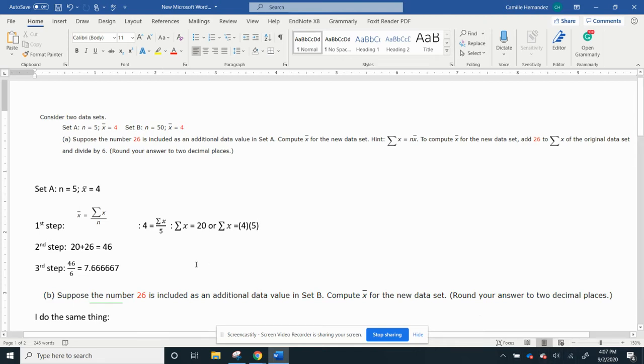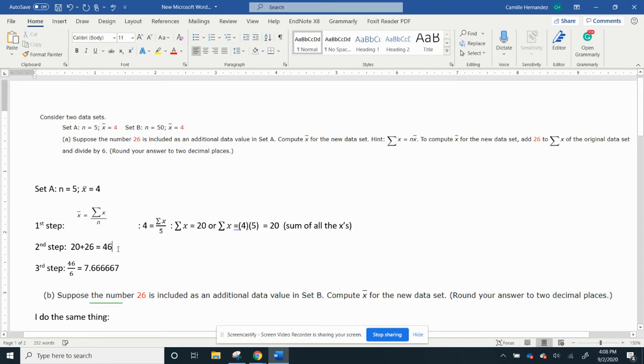Okay, so step 1 is I'm going to use this nasty formula, but it's really easier than it looks. I know the sample mean is 4 and the sample size is 5. Before I even add that number 26, I need to solve this, and it gives you right here the formula for it. So the sum of all the x's is 4 times 5. And if I do that, I get 20. So that is my sum of all the x's.